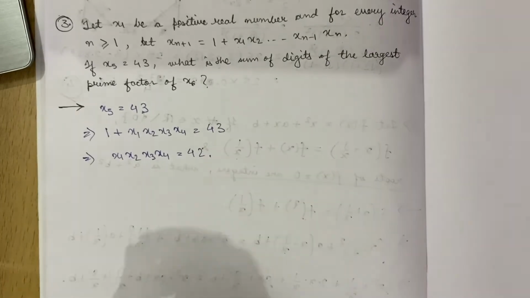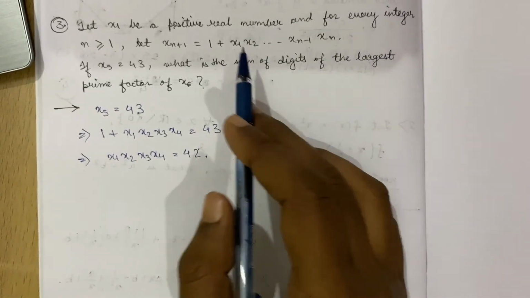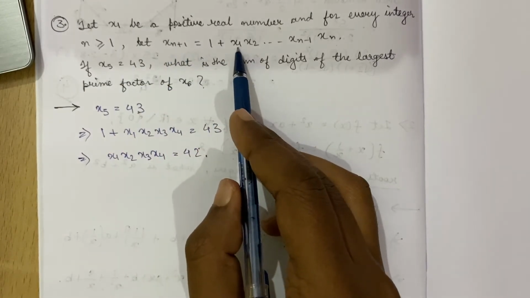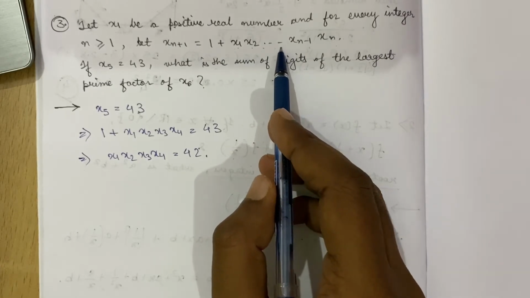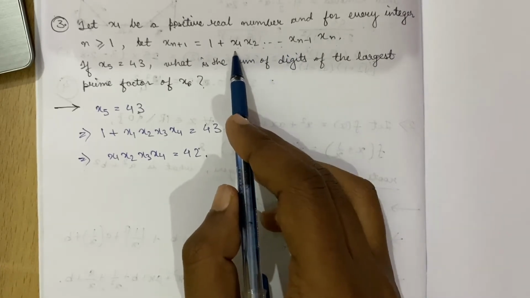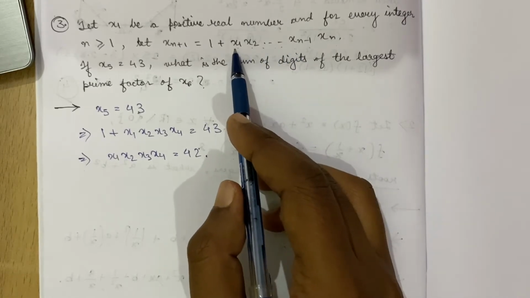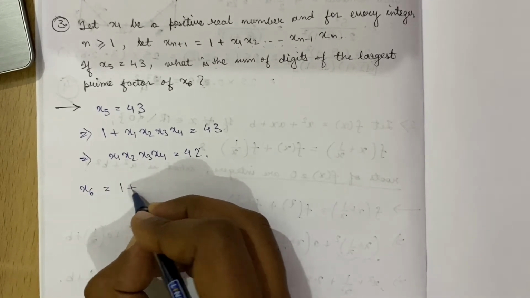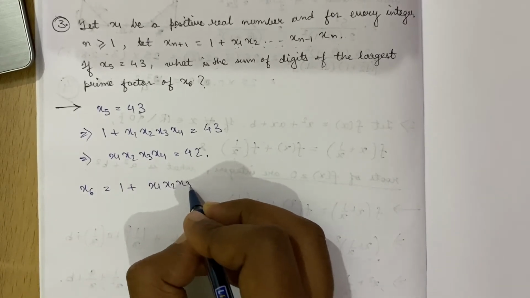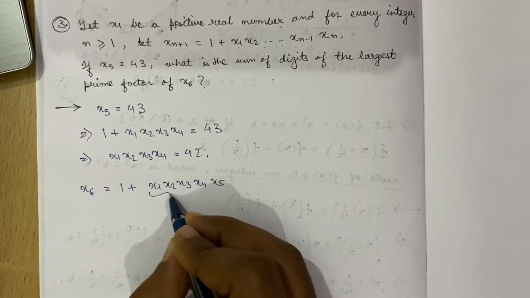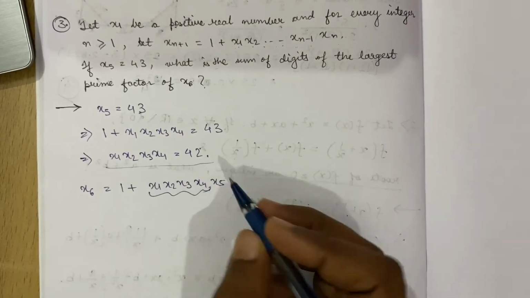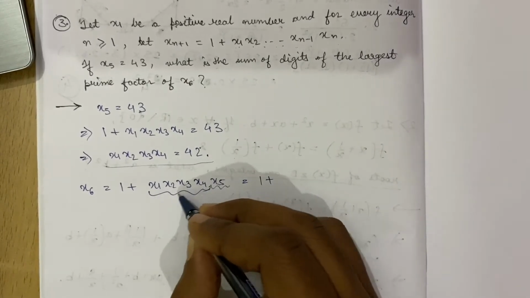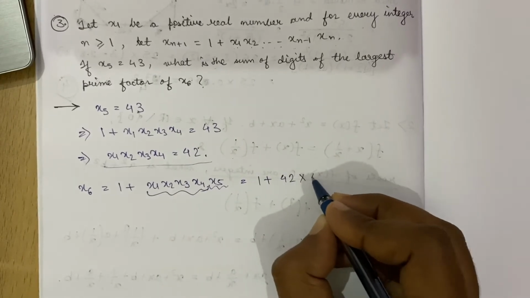which means the product x1·x2·x3·x4 is equal to 42. Now note that for getting the value of x6, I only need to find the value of x1, x2, x3, x4 and x5, and I also don't need to find the exact values. I only need to find the product of these 5 numbers. So for getting S6 I need to find 1 plus x1·x2·x3·x4·x5. I already know this. I calculated this here and I know x5. So x6 is equal to 1 plus x1 to x4, which is 42, times 43.